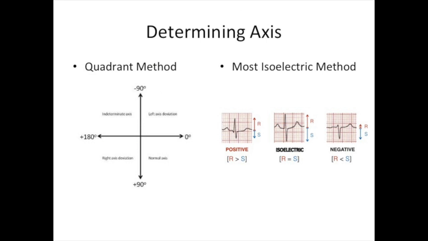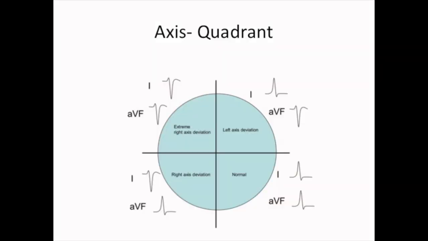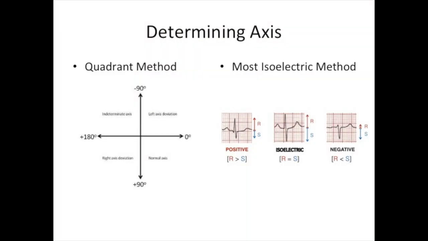Okay, and there are two ways to assess axis. Option 1 is the quadrant method, which is less precise. You use lead 1 and lead AVF to determine the quadrant that the axis is in. If it's positive or negative, use a diagram in the lab manual to determine the correct location. Okay, the second option is to find the most isoelectric point.